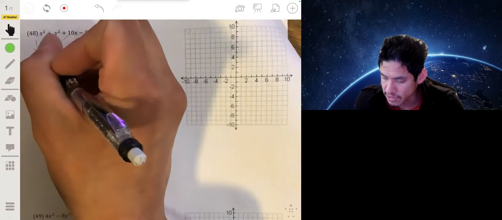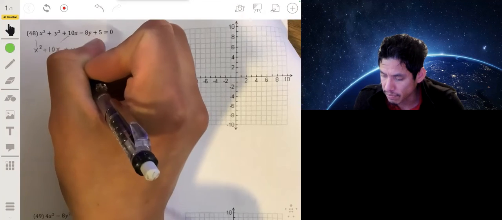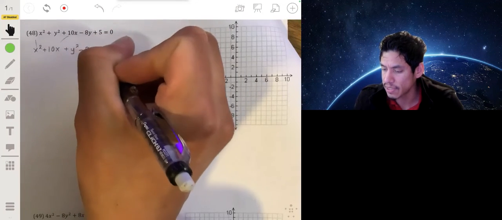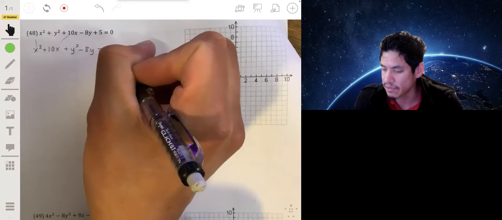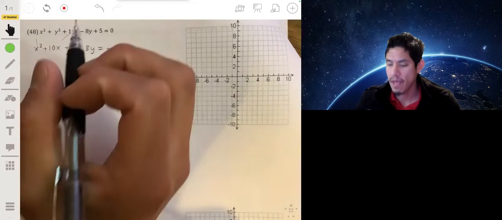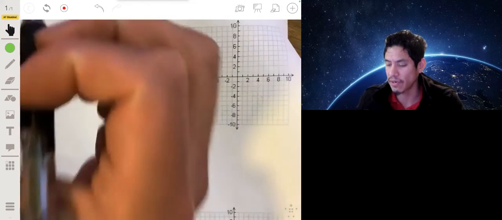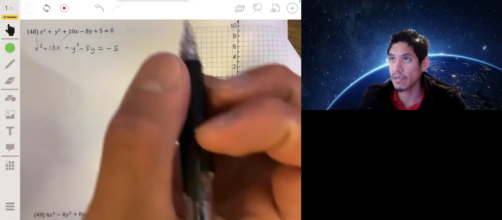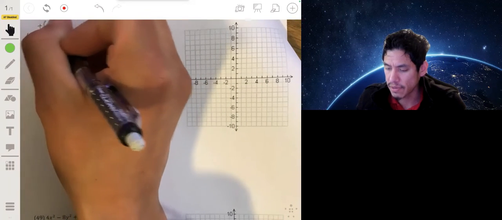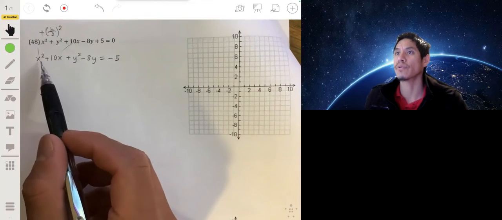So let's rewrite this as x squared plus 10x, followed by the y terms, plus y squared minus 8y, subtract 5 equals negative 5. Okay, now from here, I'm going to complete the square on the x variable and complete the square on the y variable. Now, let's recall from our algebra days that to complete the square, you're going to add b over 2 squared to each group.